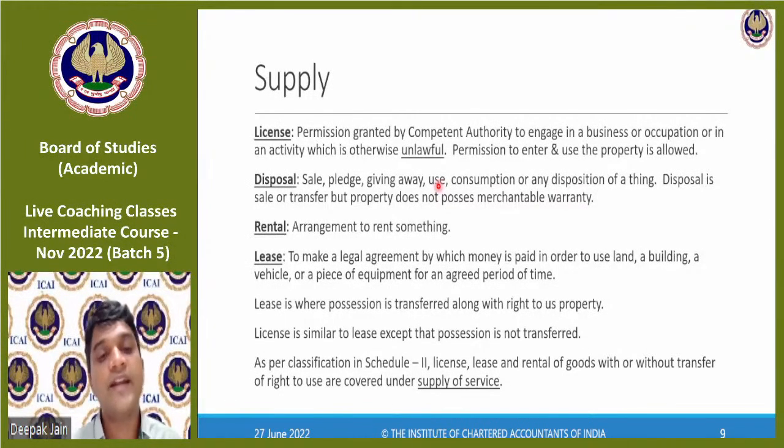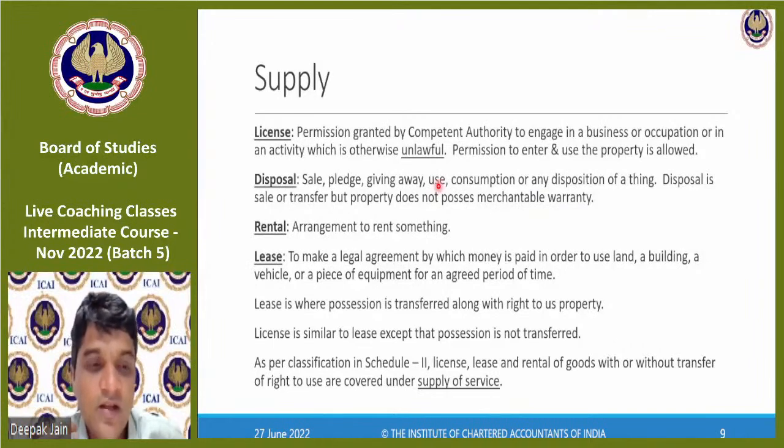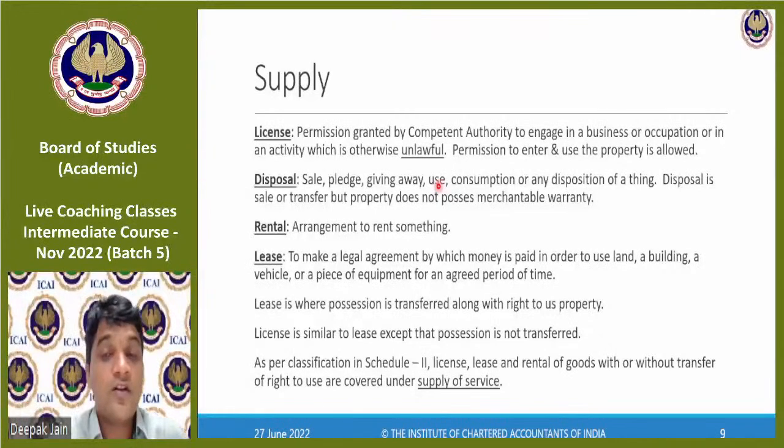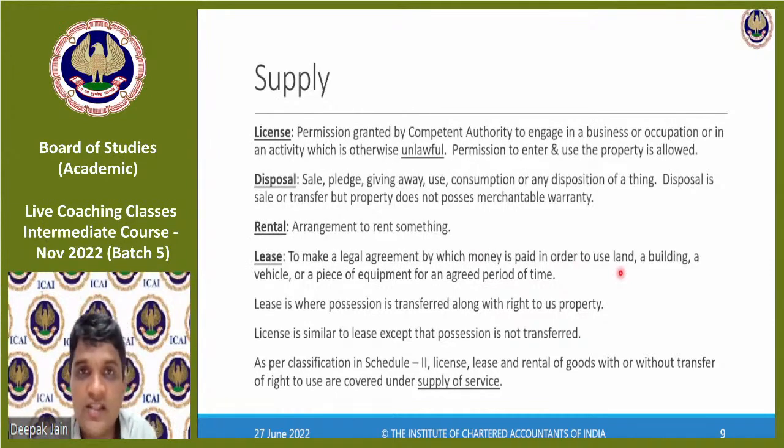Then rental, agreement to rent something. It could be renting of a property or renting of a thing, an example of a rental. Lease means it's actually rental for an immovable property. Lease is where possession is transferred along with the right to use property. To make a lease agreement by which money is paid in order to use land, building, or a vehicle or a piece of equipment for an agreed period of time. So that's an example of lease.